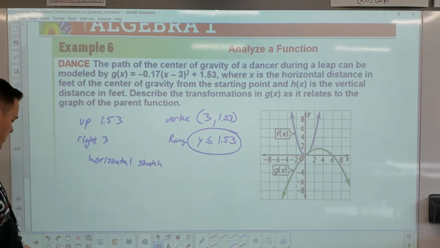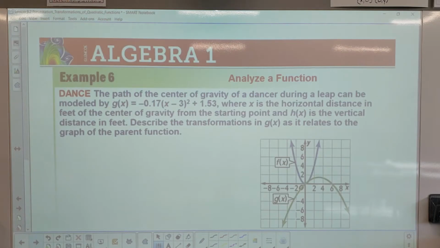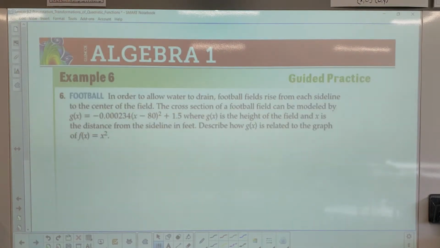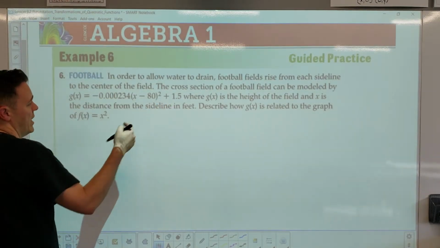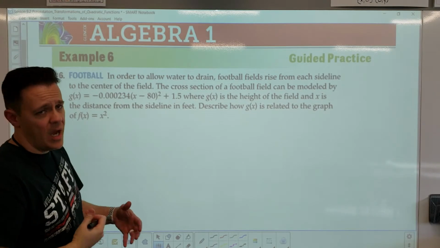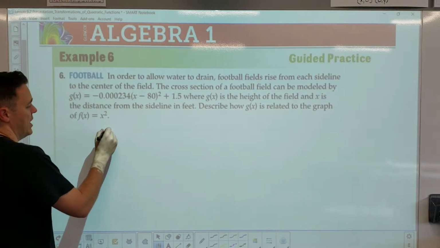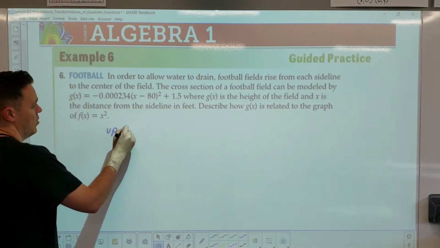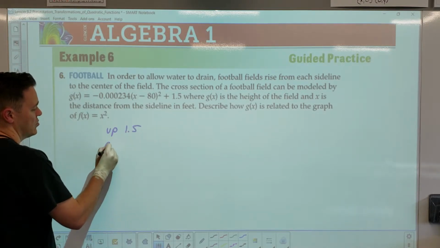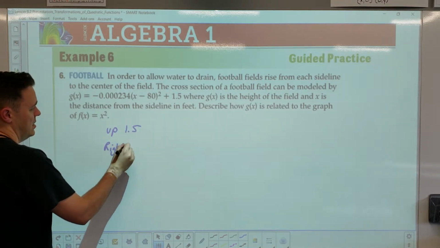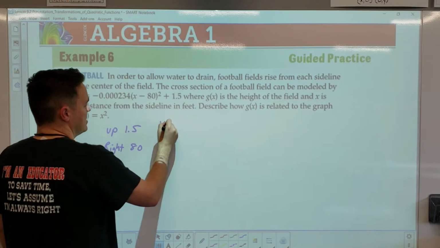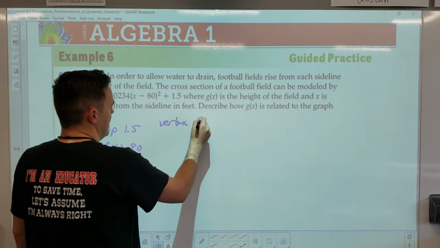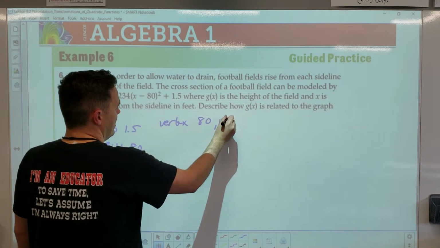All right, please do this one real quick, and then we'll go from there. All right, same thing. If I were to graph this in Desmos, I'd be able to put this together, but I know that my graph moves up 1.5. It goes right 80. My vertex is 80 and then 1.5.